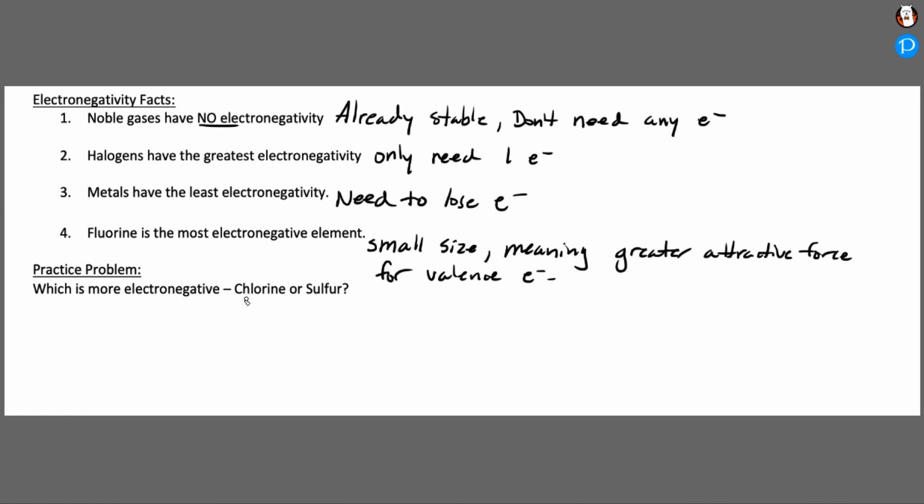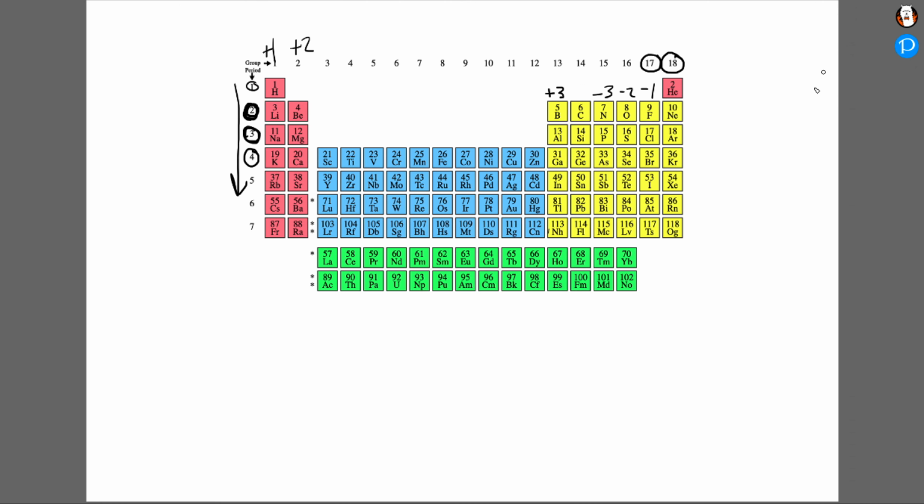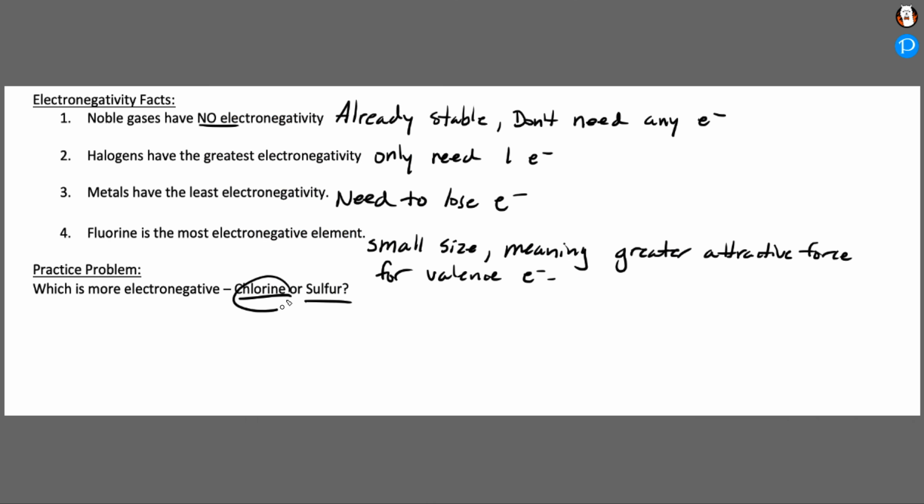So which would be more electronegative, chlorine or sulfur, based on where they are in the periodic table? Let's come over here. We've got chlorine right here. We've got sulfur. The trend is as we move from left to right, they're going to get more and more electronegative. So chlorine would have to be the most electronegative out of those two choices.